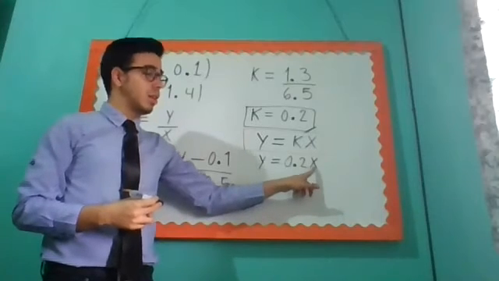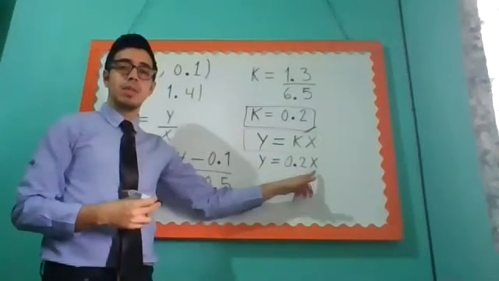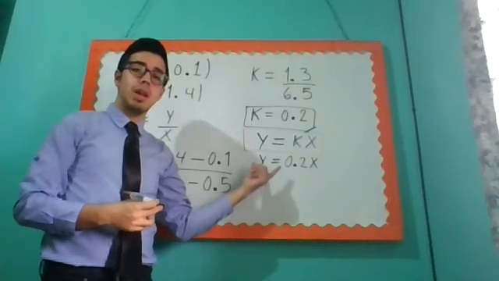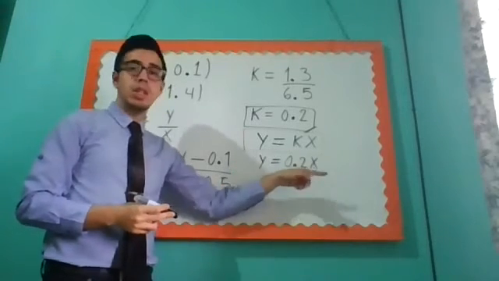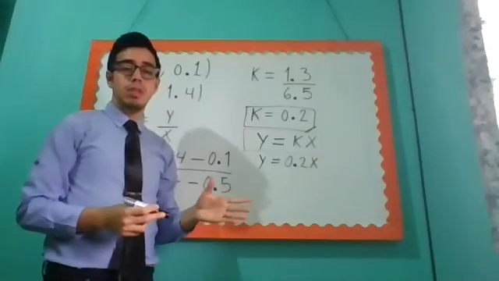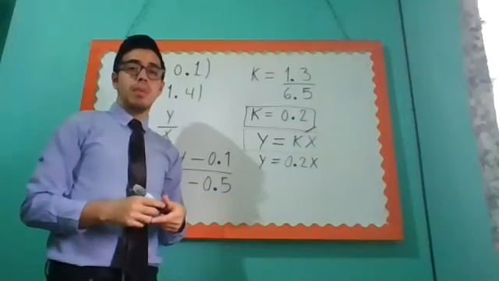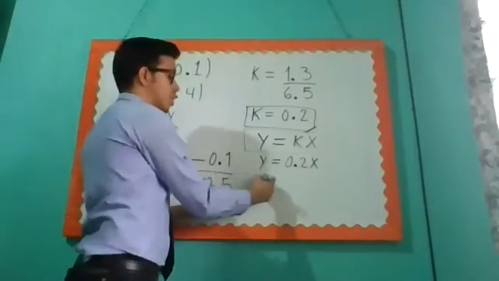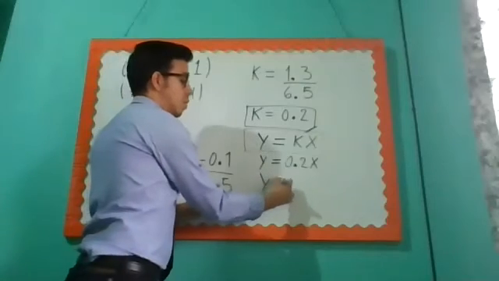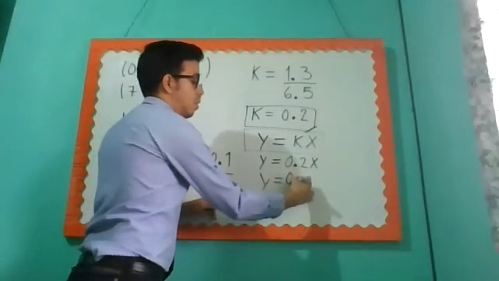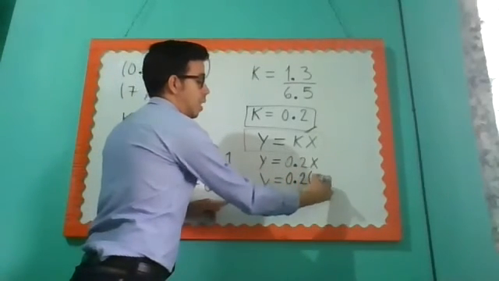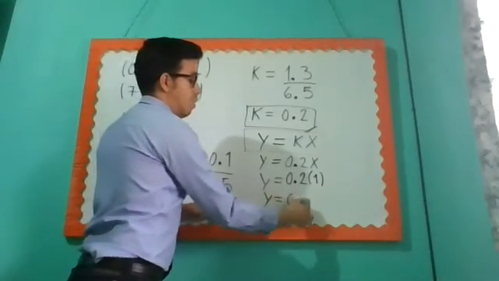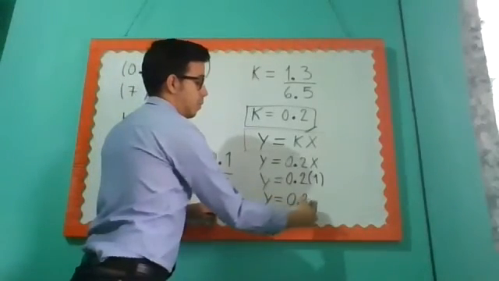And remember, when I give one value for x, you are going to obtain 1 point for one value for y. So we can use 1, 2, 3. It depends on you. For example, I'm going to use 1 because it's the easiest one. So y is equal 0.2 multiplied by 1. Y is 0.2.